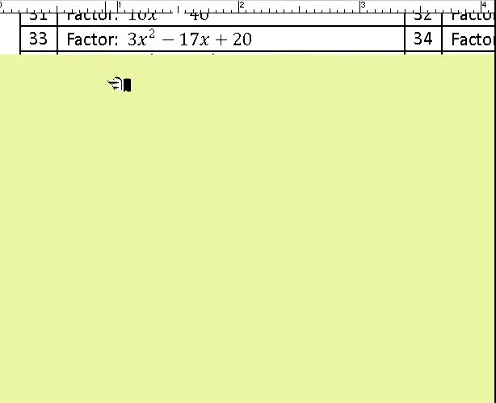In number 33, we have another quadratic. This time c is greater than 0. That means the signs are going to be the same, either plus, plus, or minus, minus, and because of this negative in here, they will be minus, minus. So let's put that in. So we know the two signs are minus, minus. Here we're going to put 3x and x. And now we just have to factor 20.